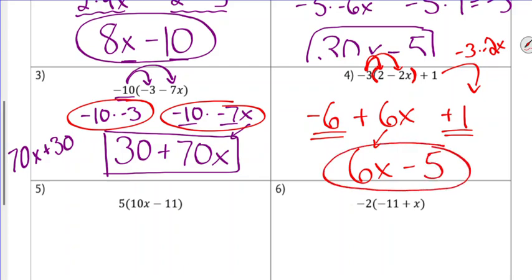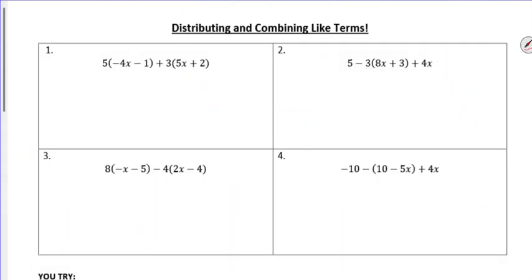And that is as simple as it gets. Once you've combined all like terms, you know you've simplified it completely. The order is always going to be the same also. You distribute first, and then you combine like terms. It's really following order of operations. You're going to multiply, and then you add and subtract.